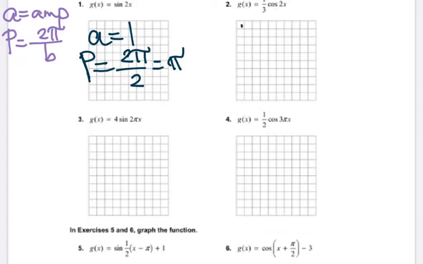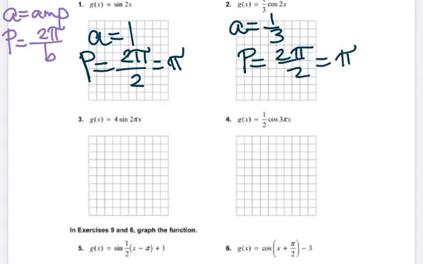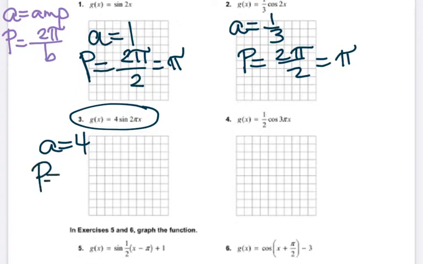Number 2, A, you'll notice, is 1/3. That's the number in front. And if I were looking at this, my period would be exactly the same for cosine. The period is 2 pi over 2, and so that's pi. If I was going to look at number 3, it's going to be slightly different. So A is 4. That's all you have to do, is identify it. But here, the number in front of x is 2 pi. So B is 2 pi for number 3, which means it has a period of just 1, whatever those units are.